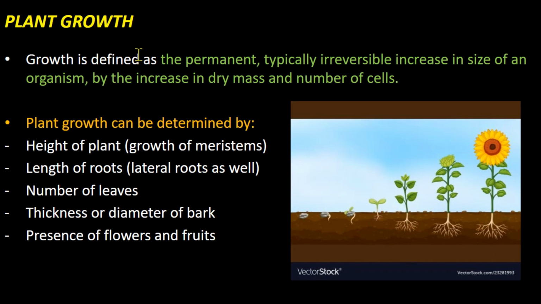So growth is defined as the permanent, typically irreversible increase in size of an organism by the increase in dry mass and the number of cells. If you're talking specifically about plants, plant growth can be determined by the following: the height of the plant, which is the growth of the meristems, the length of the roots, and also the growth of lateral roots, which are the roots that come out the side of the main root, the number of leaves, the thickness or the diameter of the bark, and the presence of flowers and fruits. All of these can be used to determine plant growth.